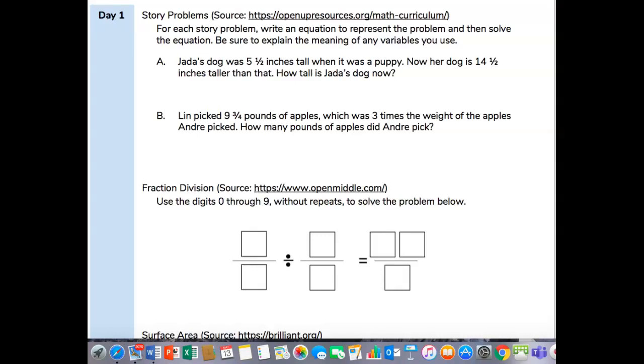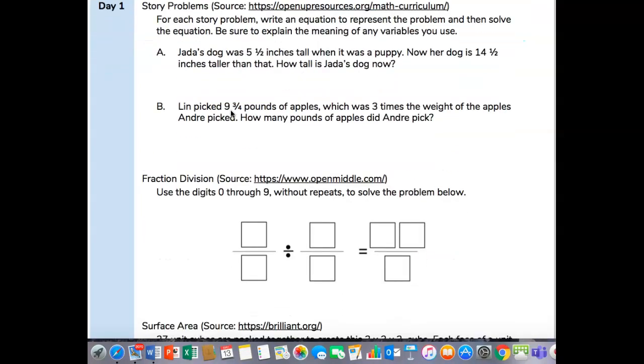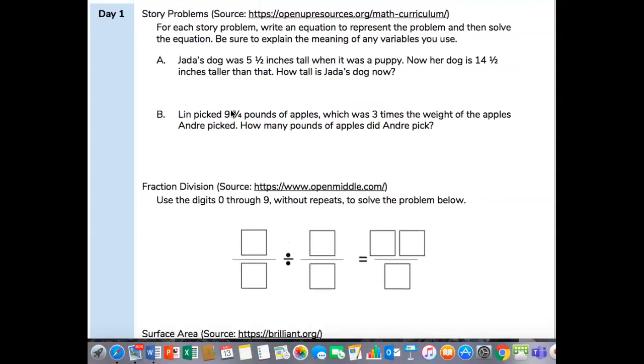It's Thursday, May 14th, and we're going to take a look at our math. It is week 3, day 1, and we start out with some story problems. For each story problem, write an equation to represent the problem, and then solve the equation. Be sure to explain the meaning of any variables you use.